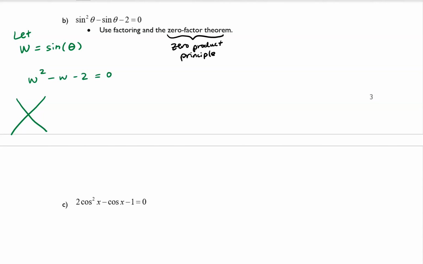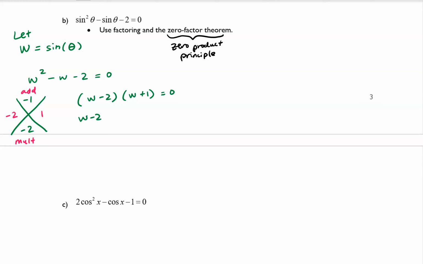So I always revert back to the x method when factoring. I am seeking two numbers that add to negative 1 and multiply to negative 2. So the numbers that do that are negative 2 and positive 1. So now I have that this factors into w minus 2 times w plus 1, and that is equal to 0.